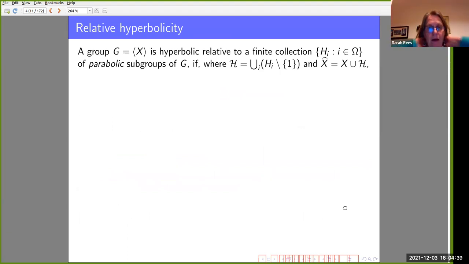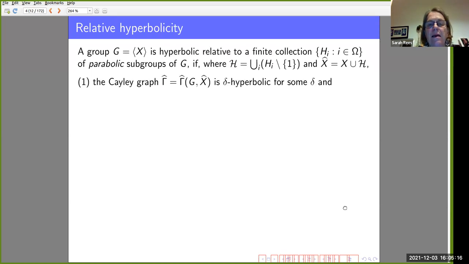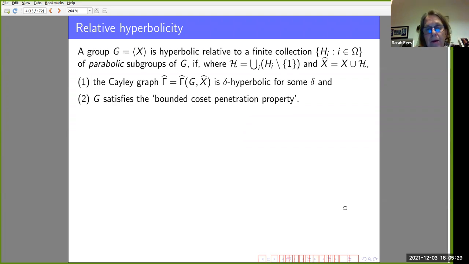So I need to define relative hyperbolicity, though I'm sure my audience probably knows what it is. But basically, because I'm going to use the definition clearly. A group is hyperbolic relative to a finite collection of subgroups, which are called its parabolic subgroups, if when you take the union of the non-identity elements in those subgroups and extend the original generating set of G to a bigger generating set X hat by adding in all those non-identity elements of those subgroups, then if you look at the Cayley graph of the group over this bigger generating set, then that new Cayley graph is delta hyperbolic for some delta. So basically you've compressed all the elements of the subgroups down to define edges in the graph of length one, so you collapsed everything that's happening within any one of the subgroups.